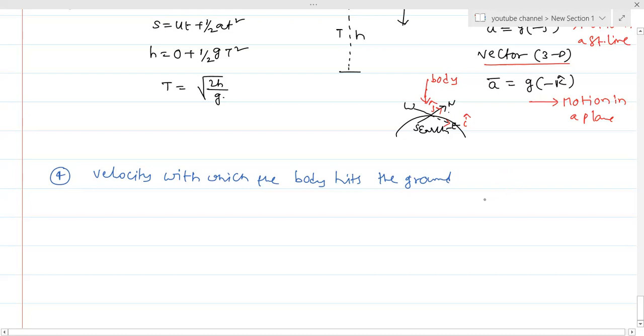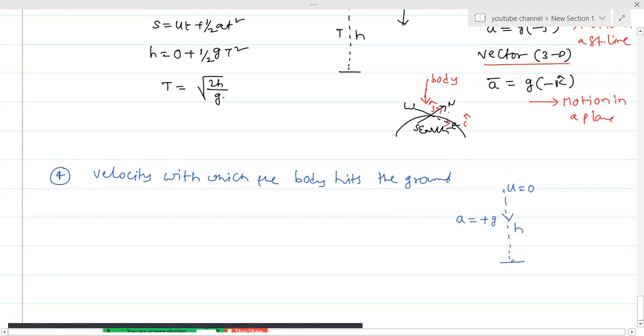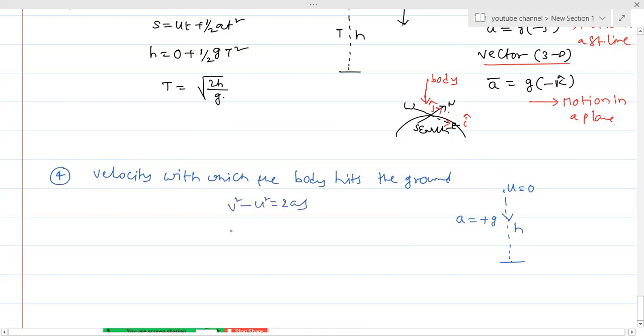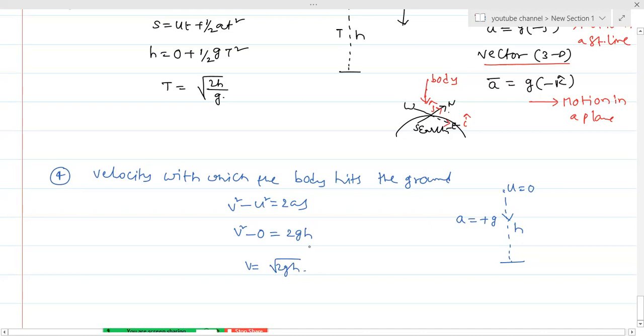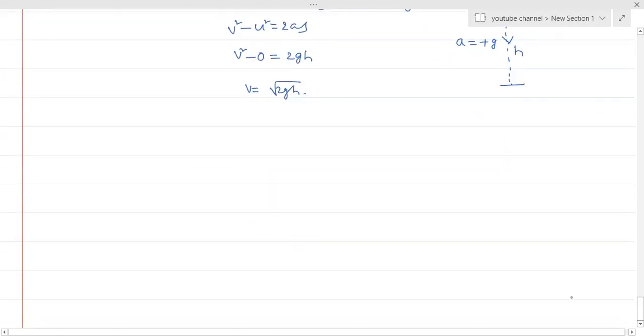So actually we are taking this initial velocity equal to 0. After covering a distance h, v, and a equal to plus g, we are taking that the body is moving downwards towards the gravity. So generally we have v square minus u square equals 2as. So v square minus initial velocity equal to 0, and we will take 2 g h. Or we have v equal to root of 2gh. So in this way, we will understand the situations of a freely falling body.